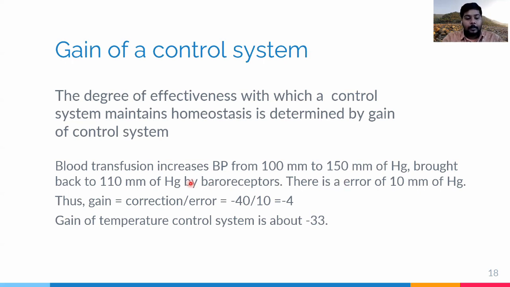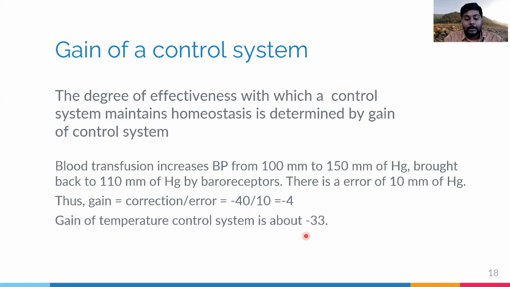Thus, the blood pressure regulation by the baroreceptors is fairly accurate and effective, as the gain is minus 4. But when compared with other control systems, such as the temperature control system, which maintains the constant temperature of a body at 37 degrees Celsius, the gain of the temperature control system is about minus 33. That is, it is hugely effective.